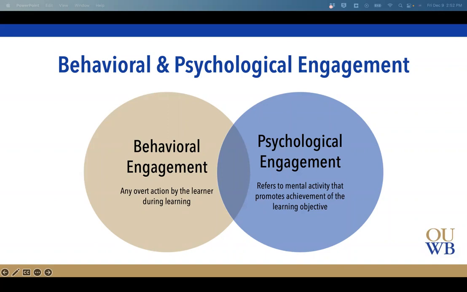It includes things like attending to the relevant material, organizing it into a mental coherent structure, and integrating it with prior knowledge. It's those learner processes that we need learners to engage in for meaningful learning to actually occur. That is what we need students to do. We need them to be psychologically engaged for learning to happen. If they're not, learning is not going to happen. That can occur with or without behavioral engagement.